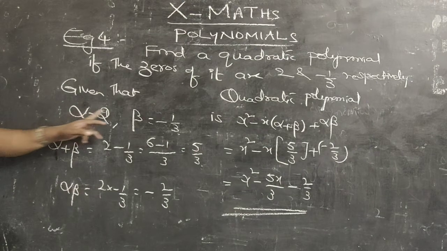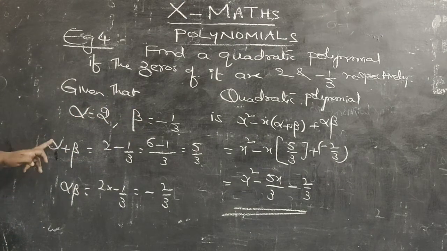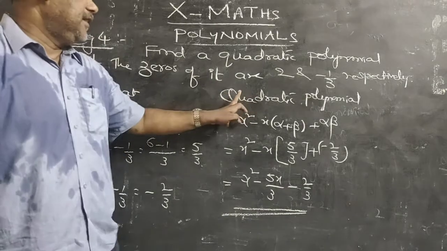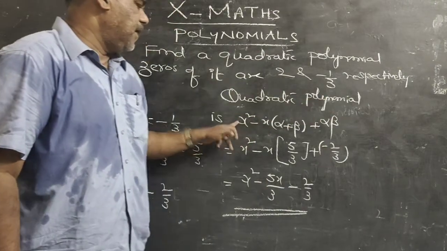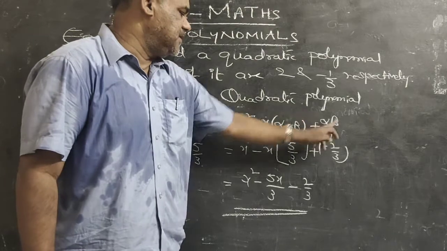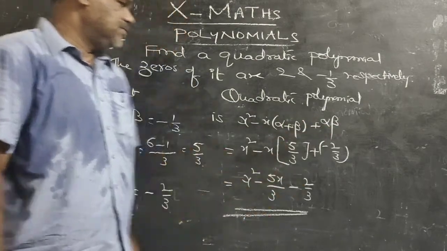If the zeros of the quadratic polynomial are given, that is alpha value, beta value, first we have to find alpha plus beta, next we have to find alpha into beta. After getting those values, the quadratic polynomial is x square minus x into alpha plus beta plus alpha beta. Here we have to substitute.